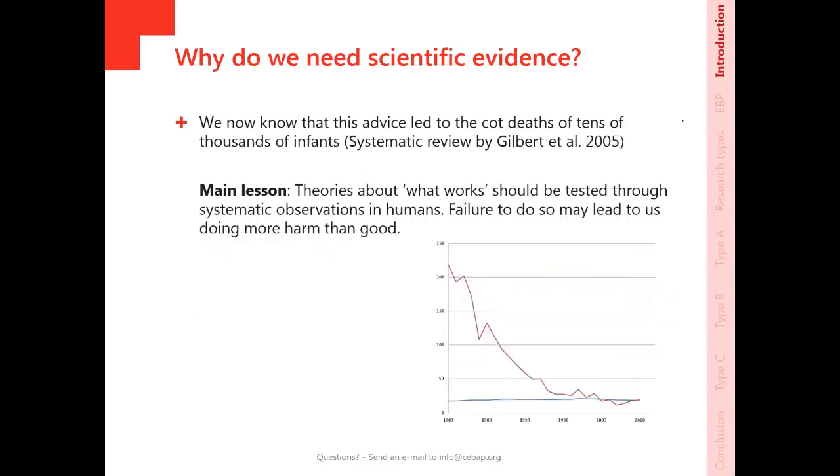However, we now know that this advice has led to the cot deaths of tens of thousands of infants. And below you can see a graph of the number of cot deaths in the Netherlands from 1980, when babies were still advised to sleep on their tummies, to 2008, when more and more parents were advised to let their babies sleep on their back. Now, the main lesson that we can draw from this anecdote is that theories about what works should be tested through systematic observations in humans. And if we fail to do so, this may lead to us doing more harm than good.